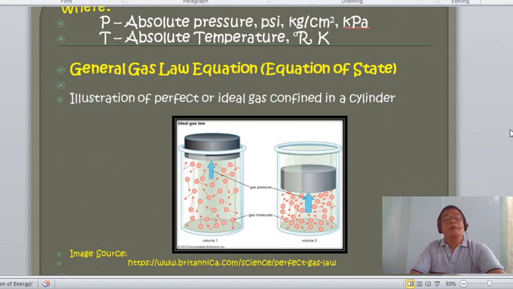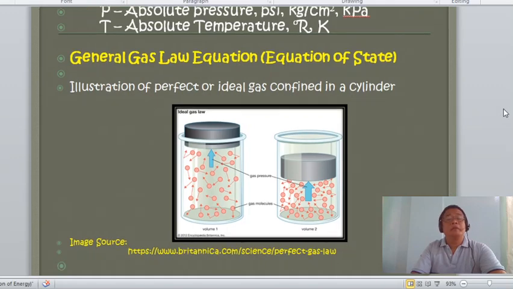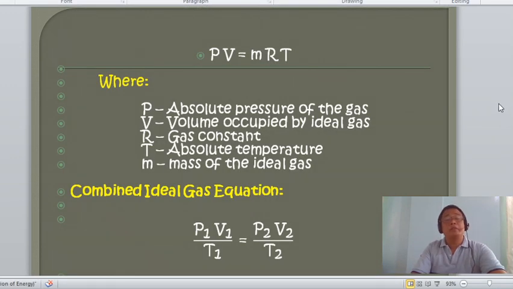So, this is now the general gas law equation of state, or the gas law equation, or general gas laws, okay? Or the equation of state. So, this equation is very simple. This is PV = MRT, where the product of the pressure and volume is equal to the product of mass, the gas constant, and the temperature. So take note again that P is the absolute pressure, V is the volume, R is the gas constant, T is the absolute temperature, and M is the mass of the gas. Okay? And then we have here also the combined ideal gas equation, where P1V1 over T1 is equal to P2V2 over T2. Okay?